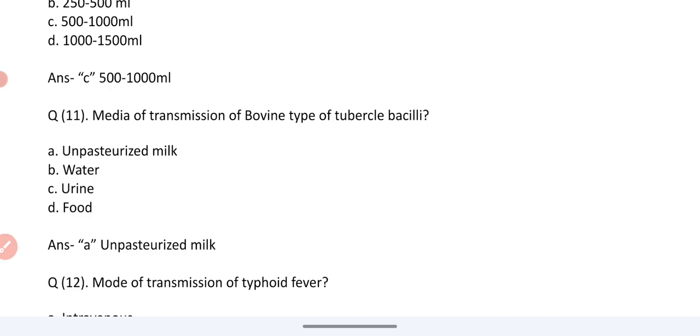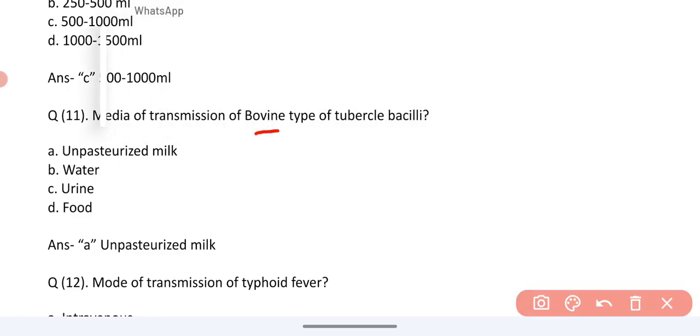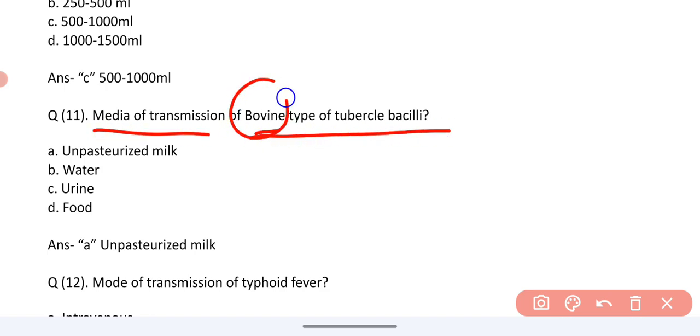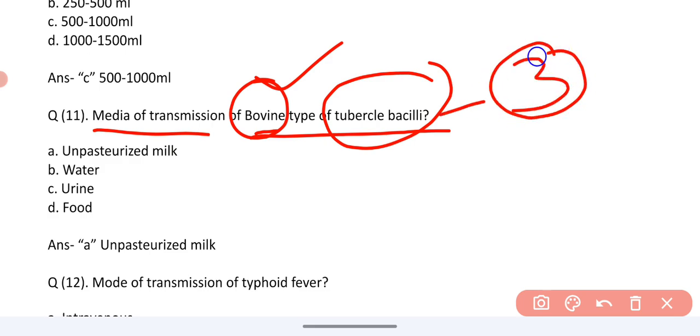The next one is media of transmission of bovine type of tuberculosis bacilli. So first the keyword is bovine type of tuberculosis bacilli, mode of transmission. What is bovine? There are 3 types of tuberculosis bacilli, guys. The first one is human tuberculosis bacilli. Second one is bovine tuberculosis bacilli. Third one is avian tuberculosis bacilli.